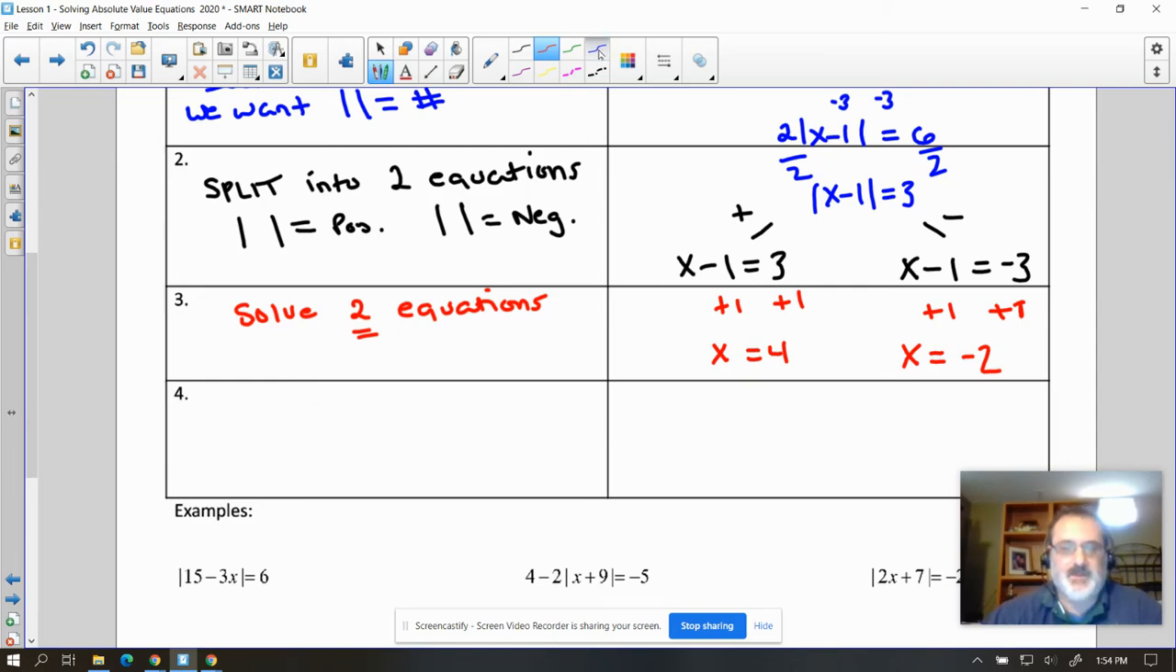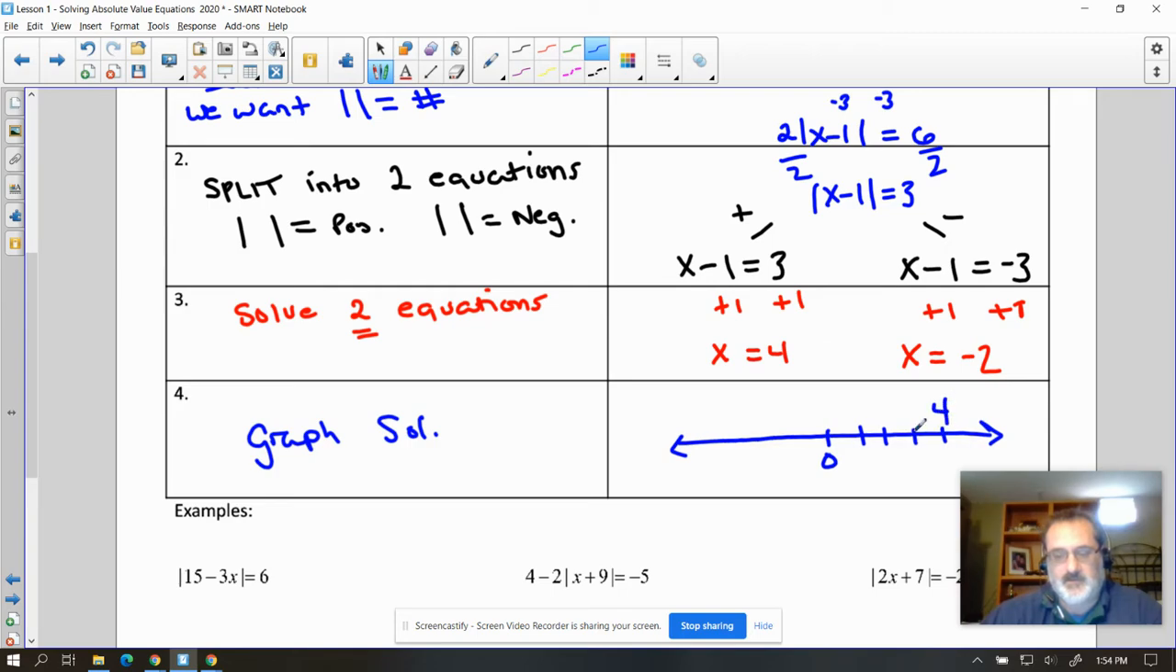And my last step is to graph the solution. Okay, so on a number line, the two values that fit this solution are 4 and negative 2. So that would have been my graph.